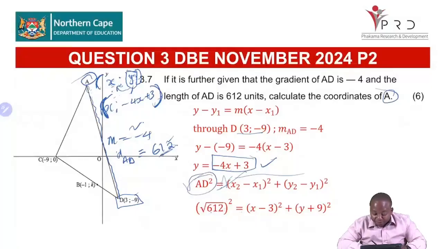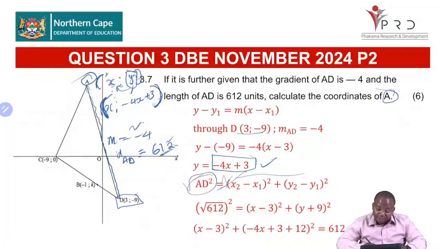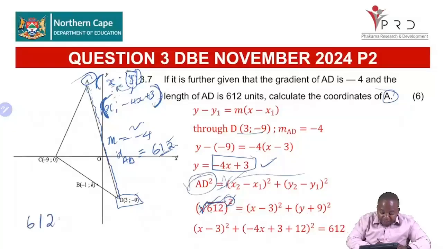It's equal to x minus 3 all squared plus y plus 9. Right. So this is what I'm going to have in this case. I'm going to just introduce the square root here, so that I can just square that part of AD in this case. Then we're going to substitute in our values and say, okay, the square root of this is going to resolve out. We are going to have 612.